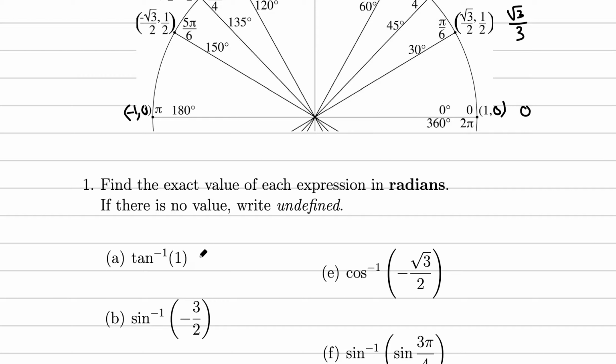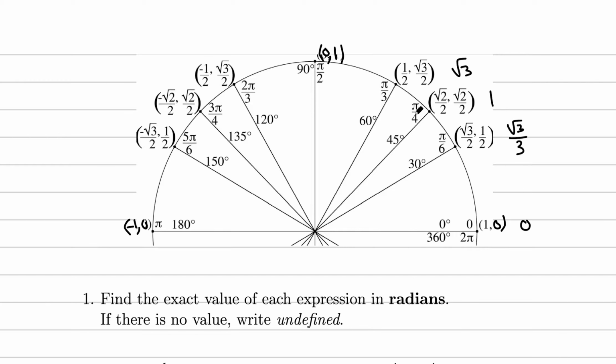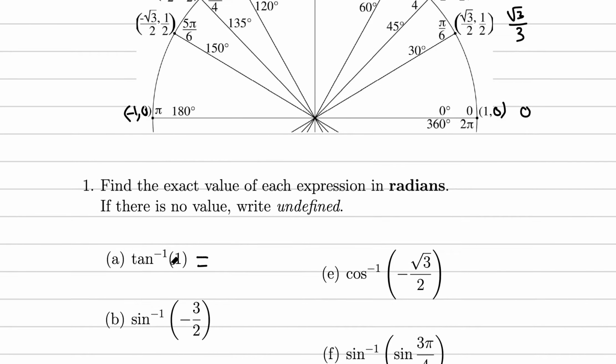Okay, once we have this filled-in unit circle, let's do it. Tangent inverse of 1 means we are looking for an angle. For tangent inverse and sine inverse, only the first quadrant, where the value is 1. So the angle whose tangent is 1. Look at here, 1. That's at pi over 4. So tangent inverse of 1 is pi over 4. All that means tangent of pi over 4 is 1.